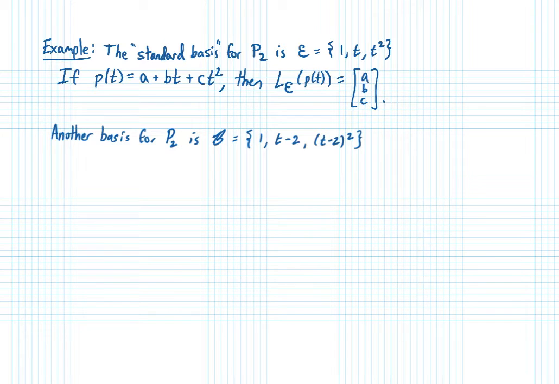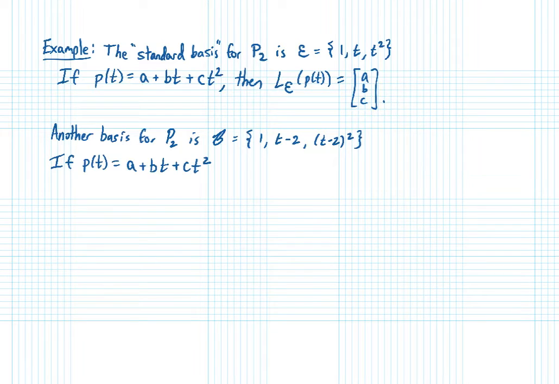But the standard basis isn't the only basis that you could use for P2. Another basis is this one, where you have 1, t minus 2, and (t minus 2) squared. This is the basis that consists of powers of t minus 2 rather than powers of t. It would be more convenient for problems that involve analyzing functions in the vicinity of t equals 2.